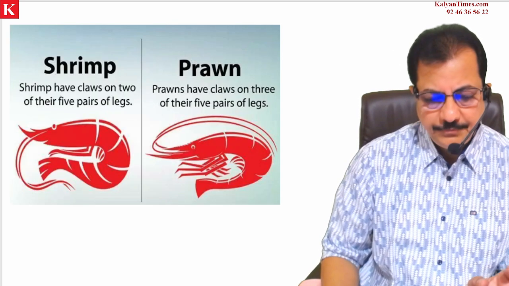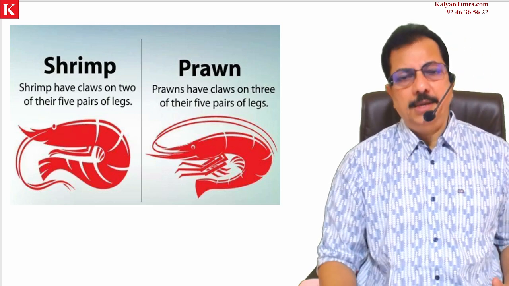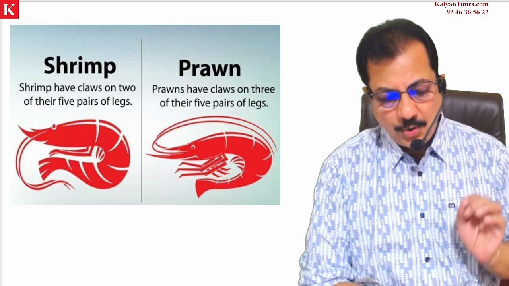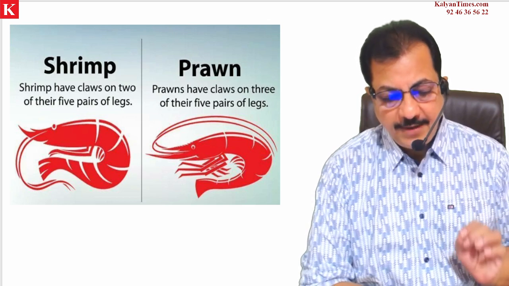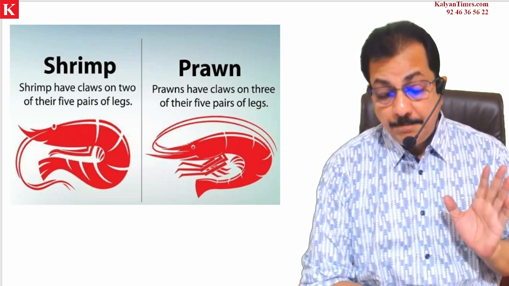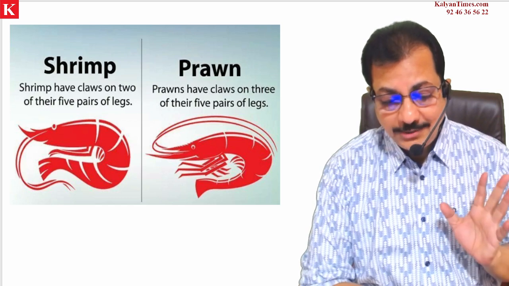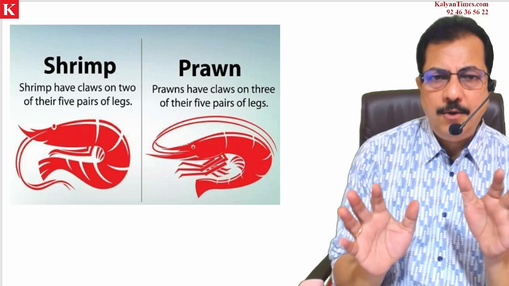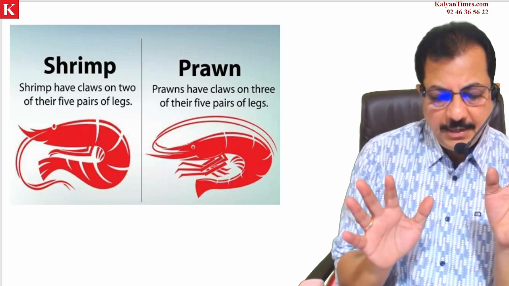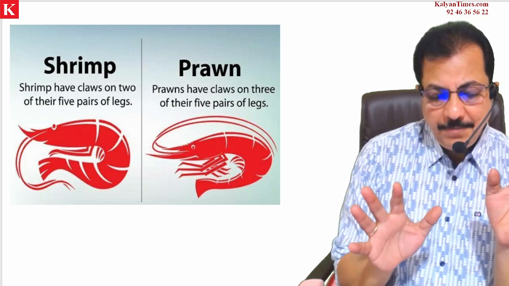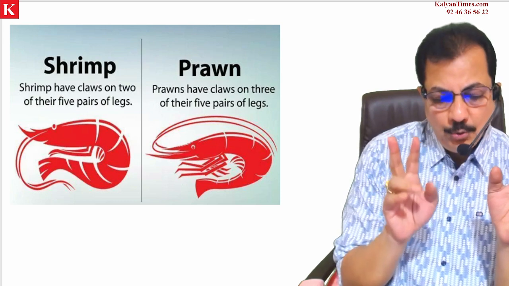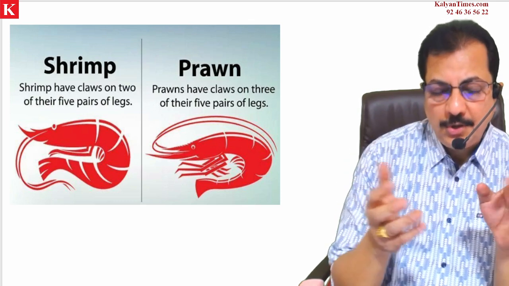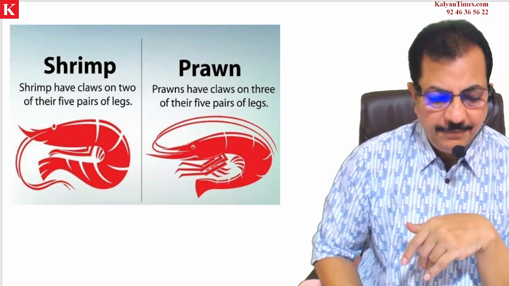Look at this. This is a shrimp on the left and prawns on the right. Shrimps have claws on two of their five pairs of legs. Prawns have claws on three of their five pairs of legs. Meaning both have five pairs of legs, but when it comes to claws, shrimp has claws on two pairs of legs, whereas prawns have claws on three pairs of legs.